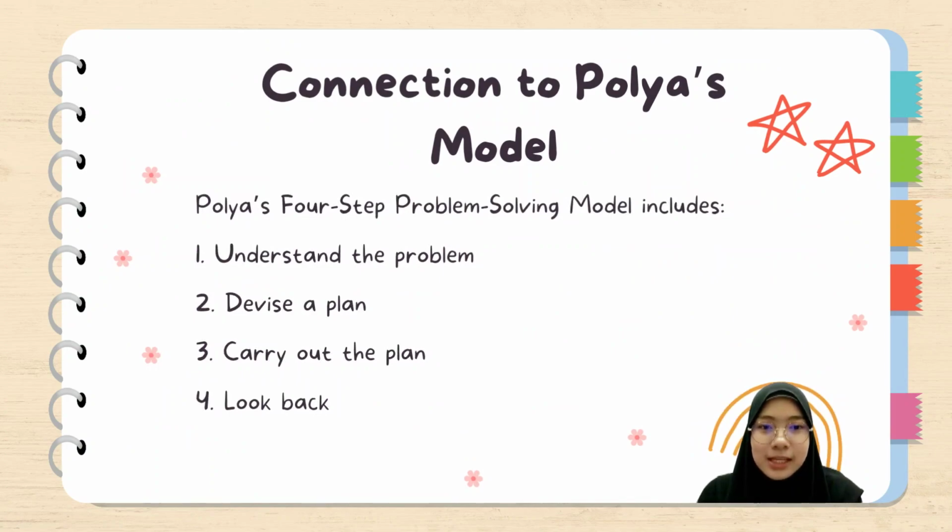The guess and check method aligns naturally with Polya's four-step problem-solving model, which consists of step 1, understanding the problem, step 2, devising a plan, step 3, carrying out the plan, and the last step, looking back. These steps provide structure and help ensure that every stage of problem solving is logical and reflective. As the Open National Academy notes, this framework encourages learners to pause, analyze, and evaluate their progress, which is exactly what happens during guess and check.